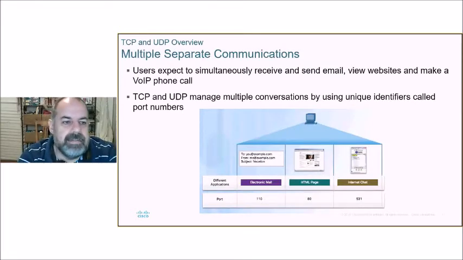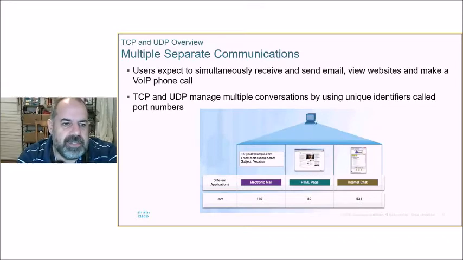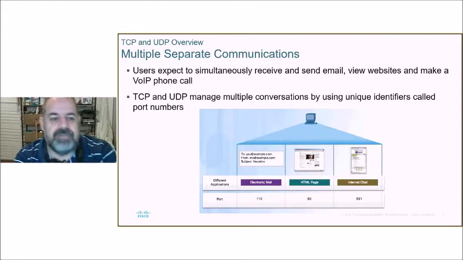Okay, so multiple separate communications. Users expect to simultaneously receive and send email, view websites, and make VoIP phone calls. We all do it these days. We take it for granted. And so TCP and UDP manage multiple conversations by using unique identifiers called port numbers.